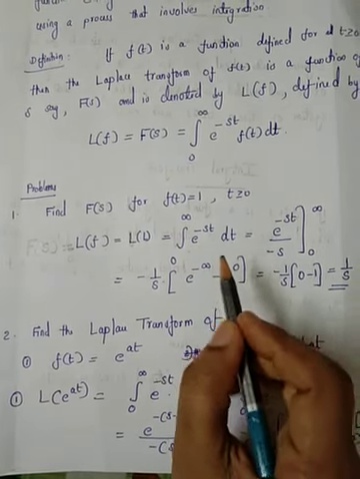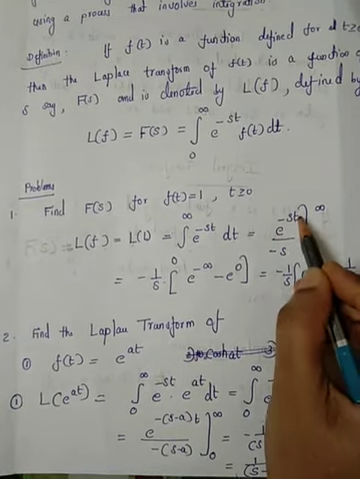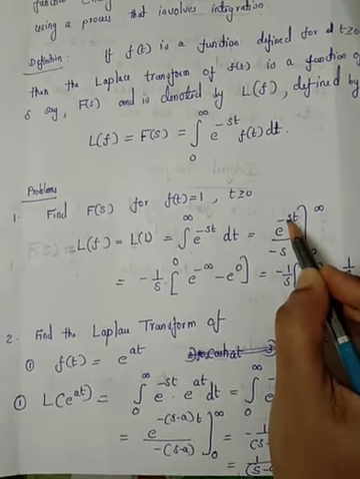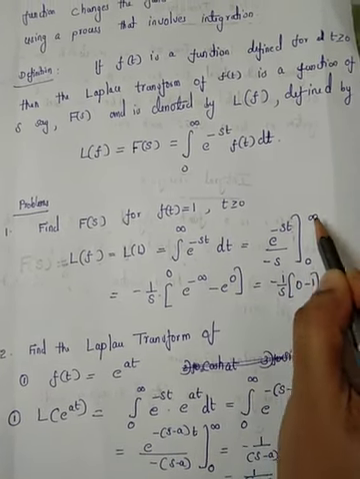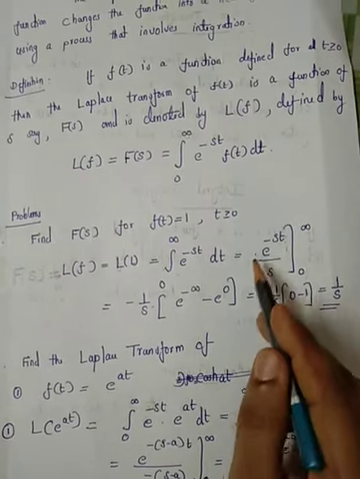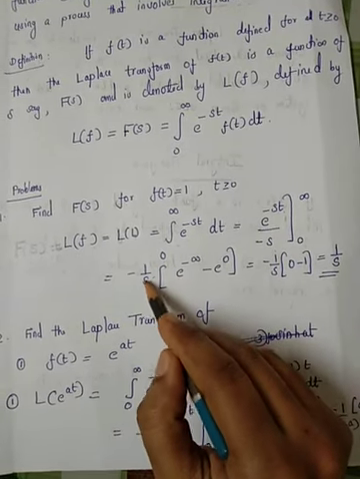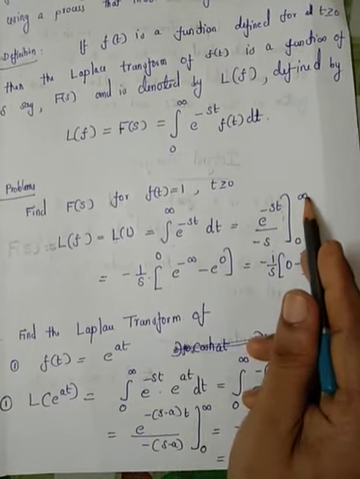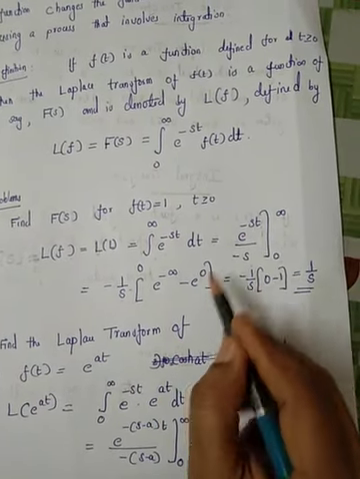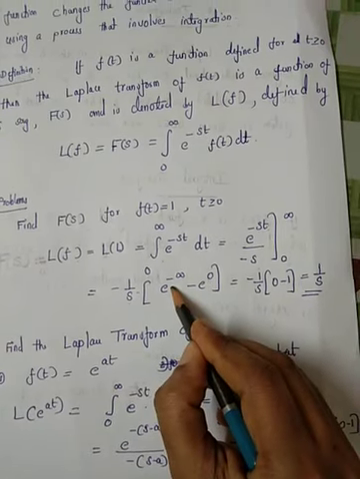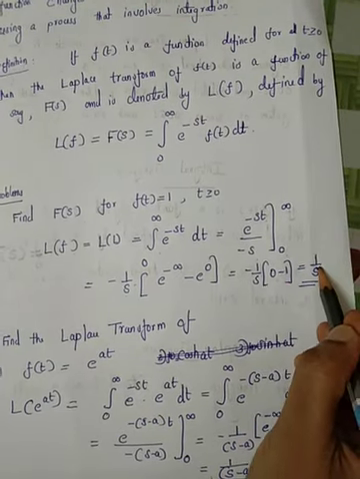Next, what is the integral of e raised to minus st with respect to t? It is e raised to minus st divided by the derivative of minus st with respect to t, that is minus s. Limits are 0 to infinity. So, applying the limits, 1 by minus s. s is constant with respect to t. Therefore, minus 1 by s is taken outside, into applying the upper limit it becomes e raised to minus infinity, minus applying the lower limit it becomes e raised to 0. e raised to minus infinity is 0, therefore it becomes minus 1 by s into 0 minus 1, that is equal to 1 by s.